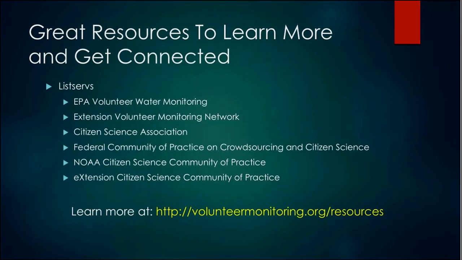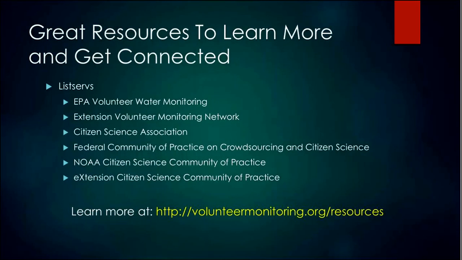I also wanted to share that there are a number of ways to communicate across the volunteer monitoring world as well as the citizen science world. There are half a dozen listservs available. The EPA Volunteer Water Monitoring Listserv has over 500 members who represent a lot of state agencies, federal agencies, nonprofits, and school volunteer water monitoring programs. The Extension Volunteer Monitoring Network has over 400 members, most of whom are related to the University Extension Service and water programs of extension across the country.